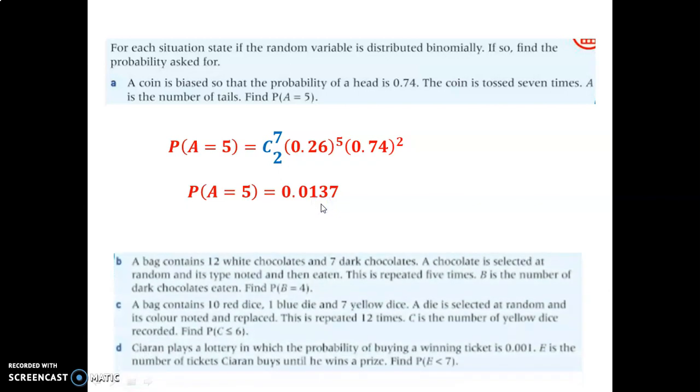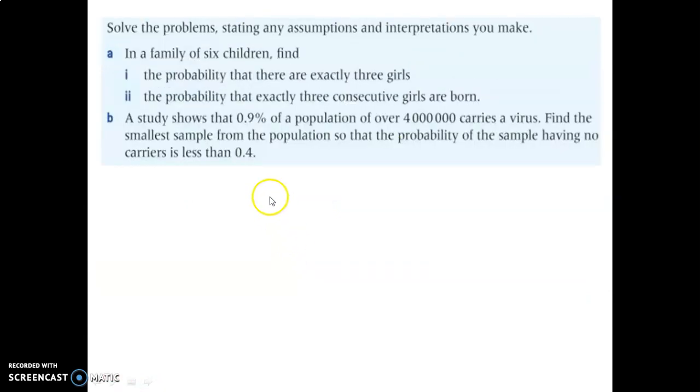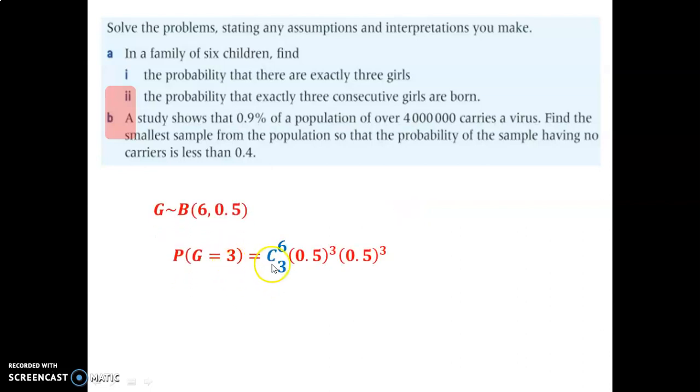And now these questions we'll do in class, B, C, D, and one more for you to try here. Of these, I want you just to look at A, part I. These other ones we'll do in class. So in a family of 6 children, find the probability there are exactly 3 girls. Alright, and here's the way we set it up. We have 3 girls, so 6 kids, 3 girls, equal probability girls and boys, so 0.5, 0.5.